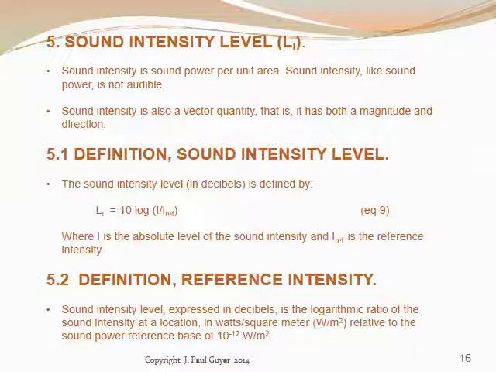The sound intensity level in decibels is defined by equation 9. L sub I equals 10 times the log of I divided by I ref, where I is the absolute level of the sound intensity and I ref is the reference intensity. Unless otherwise stated, the intensity I is the effective root mean square sound intensity. Sound intensity level expressed in decibels is the logarithmic ratio of the sound intensity at a location in watts per square meter relative to the reference base of 10 to the minus 12 watts per square meter.